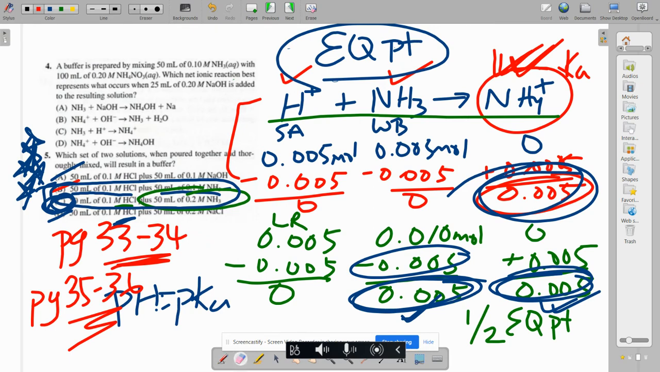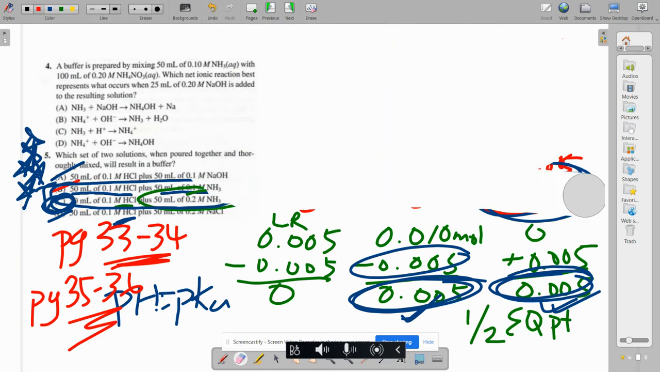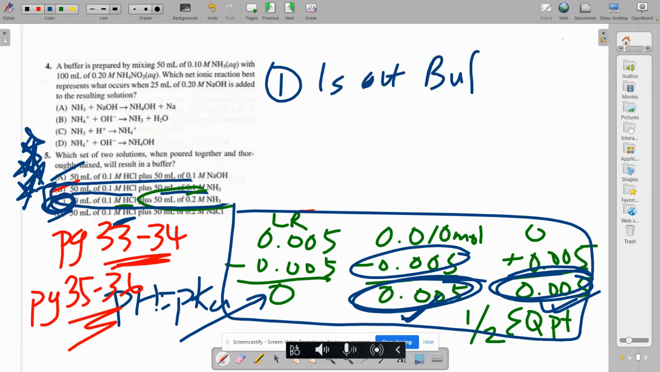All right, let me erase that. Before I totally erase it, though, I'm going to say one more thing. When it comes to these types of problems, you should have it in your head that really there's only ever 3 options. So when you get to the bottom of the ICE table, your first option is, is it a buffer? Like this one, because you had an amount here and an amount here, so you could use Henderson-Hasselbalch to solve.